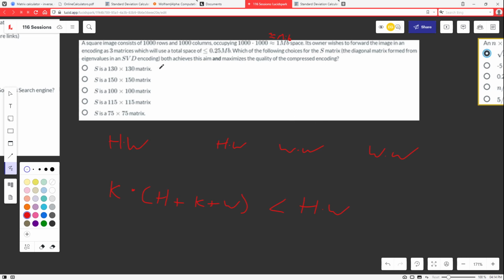If these are our k values, so k is 130, 150, 100, 115, 75, we would find one of those which, when put into this equation as k, gives a value less than or equal to a quarter of a megabyte. You just put those numbers in the equation after finding a quarter of a megabyte, which is 250,000. So we put in, for example, 130. So 130 times 1,000 plus 100, plus 130 plus 1,000.